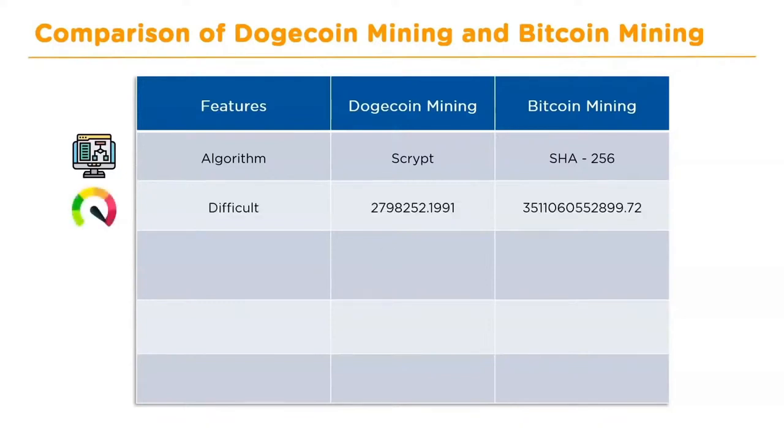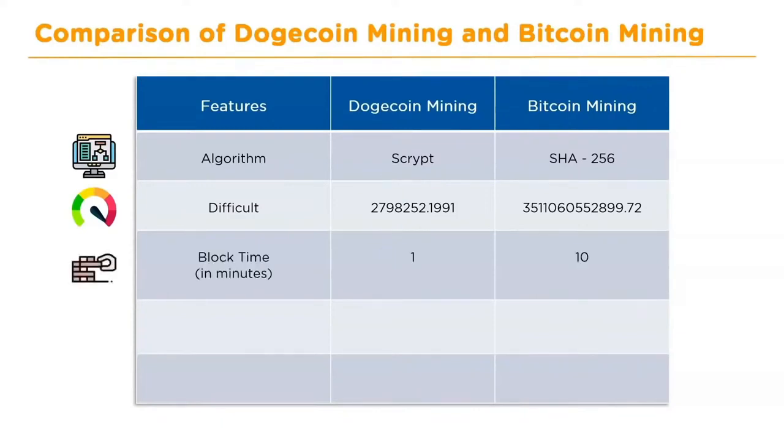Second is difficulty. This represents the complexities and challenges faced by miners to mine each block of the blockchain of any cryptocurrency. In difficulty, Dogecoin is 2,798,252. Bitcoin is 3,511,60,552,899. Thus, it proves that Dogecoin is easier to mine among other cryptocurrencies.